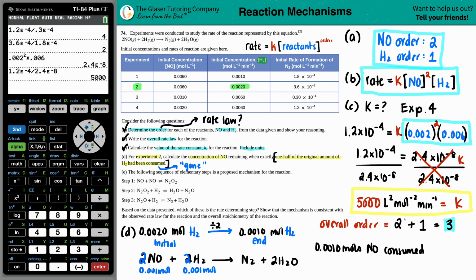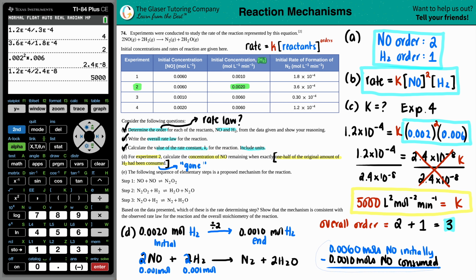And because of that, how much did we initially start off with? Oh, we started off with 0.006 moles of NO. We want to find out how much NO is remaining. If the 0.001 NO is consumed and we start off with 0.0060 moles of NO initially, how much is going to be remaining? What would we have to do with these two values? Yeah, you got it. We would have to subtract them.